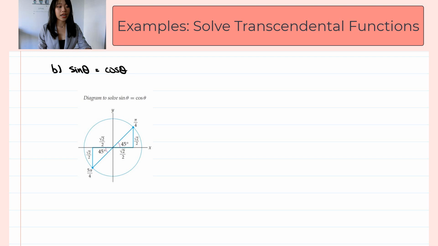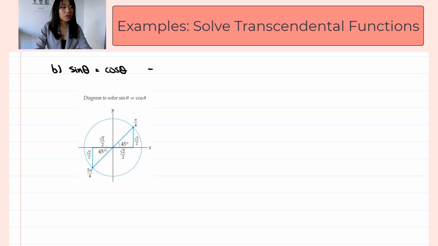And the x-coordinate equals the y-coordinate if and only if they have the same sign, that is when they are both positive or when they are both negative. So we only have these two angles. One is pi over 4, the other is 5 pi over 4. But since I can go around the unit circle more than once, 2 pi plus pi over 4 is also one of the solutions.